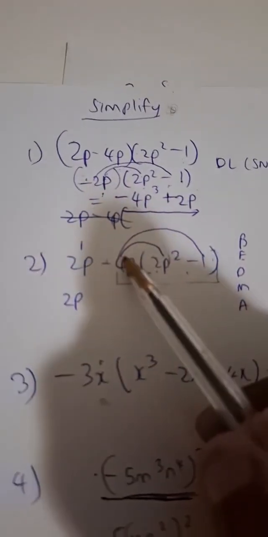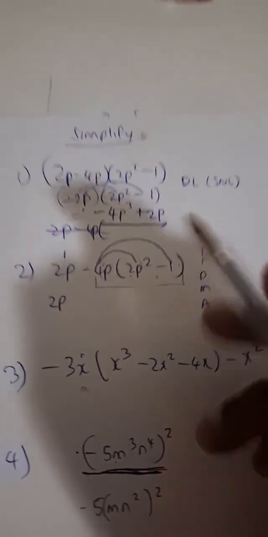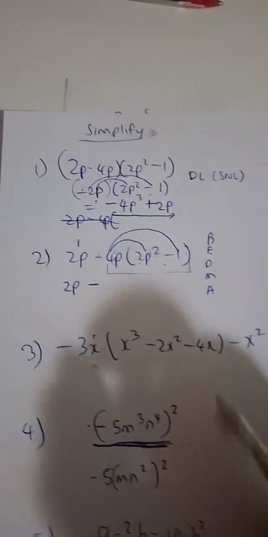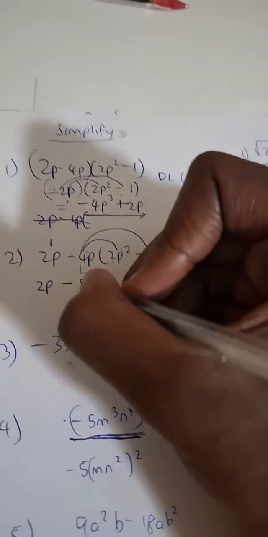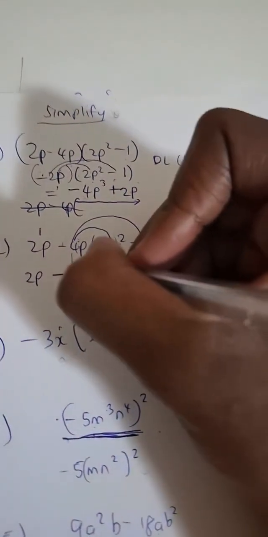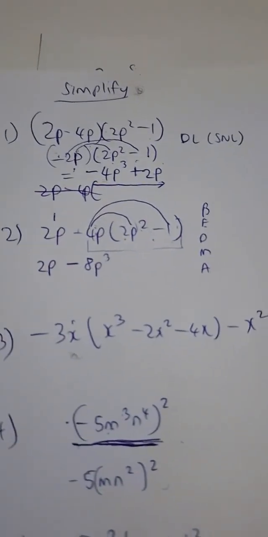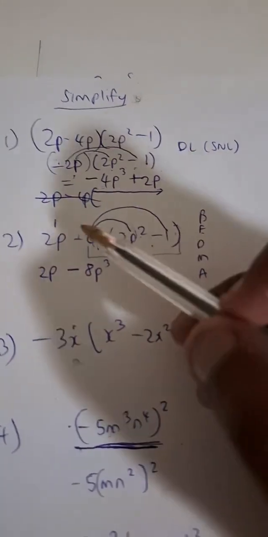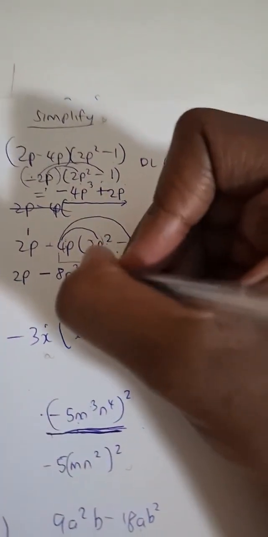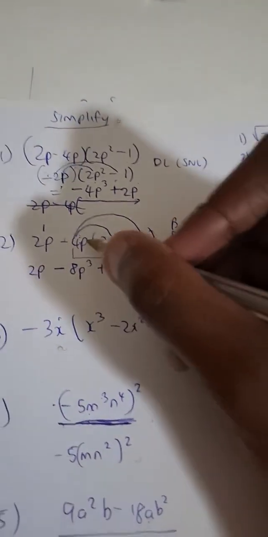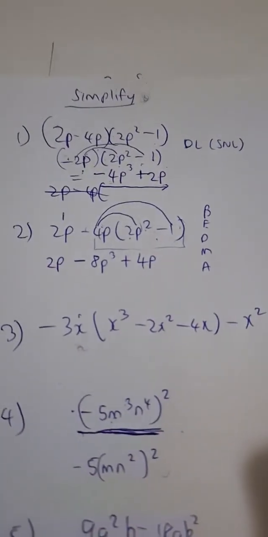So negative 4p times our 2p squared, we distribute using the distributive law. Negative times a positive, negative. 4 times 2, 8. p times p squared, p to the power 3. Then again, negative 4p times negative 1. Negative times a negative, positive. 4 times 1, 4. And then p next door.